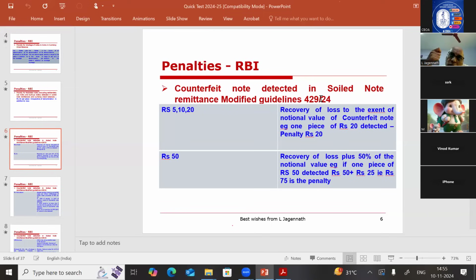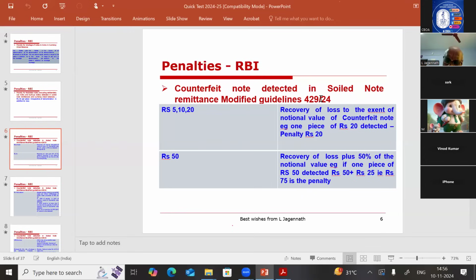At the time of finding out a counterfeit note, an acknowledgement has to be given to the person who has given the note to you. That acknowledgement has to be signed both by the tenderer, that is the person in whose remittance you found the counterfeit note, and by the cashier also. Even if the tenderer says he will not sign, you have to hand over the acknowledgement. The cashier has to sign and give it to the tenderer. Okay, next question.